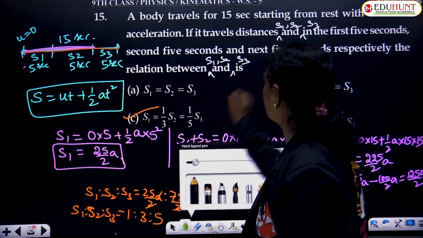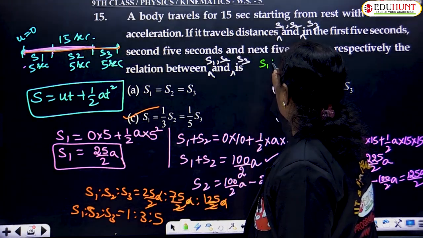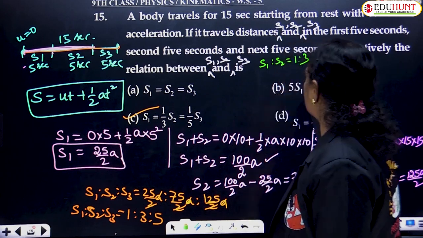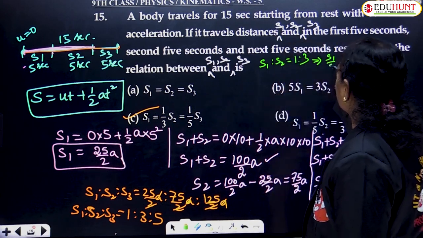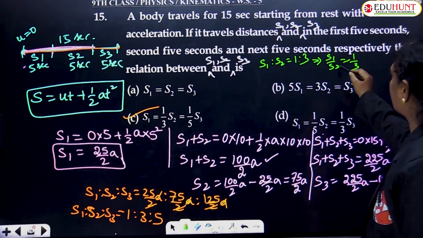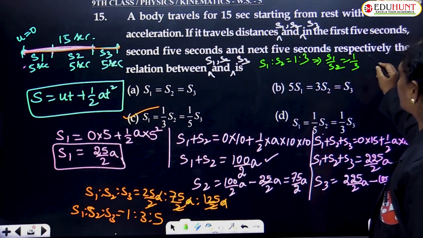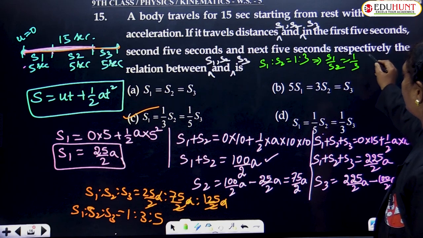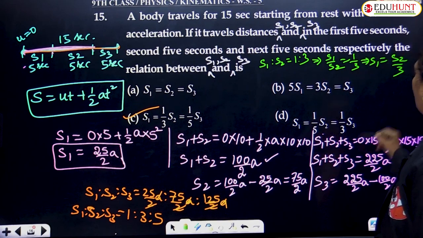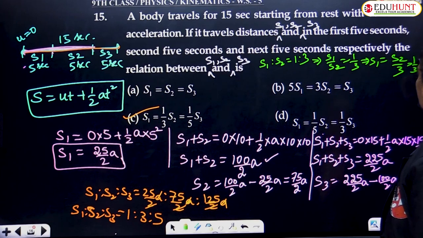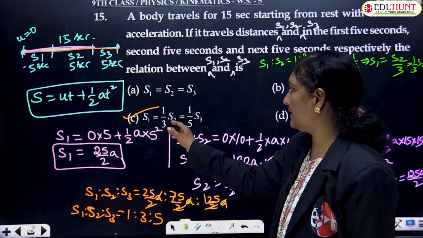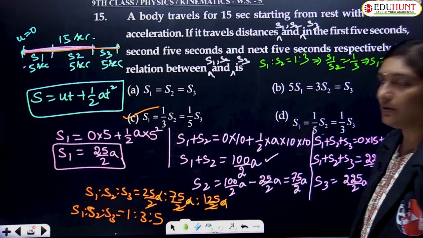Only using these two. S1 is to S2 is given as 1 is to 3. This implies S1 by S2 is equal to 1 by 3. Hence, bring this S2 to the other side, then S1 will become how much? S2 by 3 or 1 by 3 S2. Got it, children? So S1 is equal to 1 by 3 S2. I hope it is clear now.